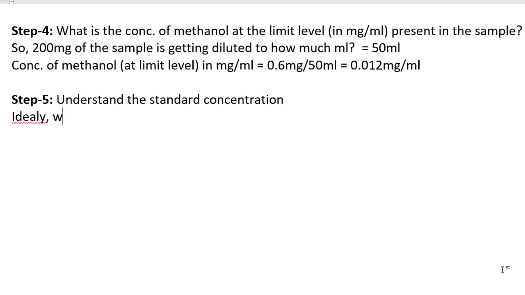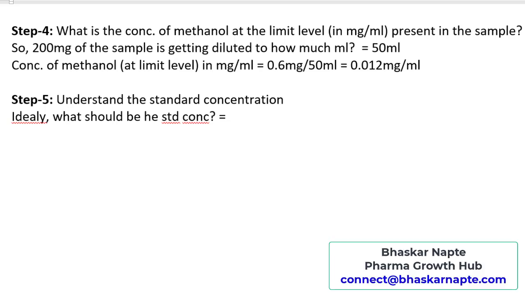So ideally, what should be the standard concentration according to you? The standard concentration should be the concentration of methanol present in a sample at the limit level. Yes or no? And what is the concentration of methanol at the limit level present in a sample? That is 0.012 mg per ml. So can I say that the standard concentration should be 0.012 mg per ml? Right? The standard concentration should be 0.012 mg per ml.